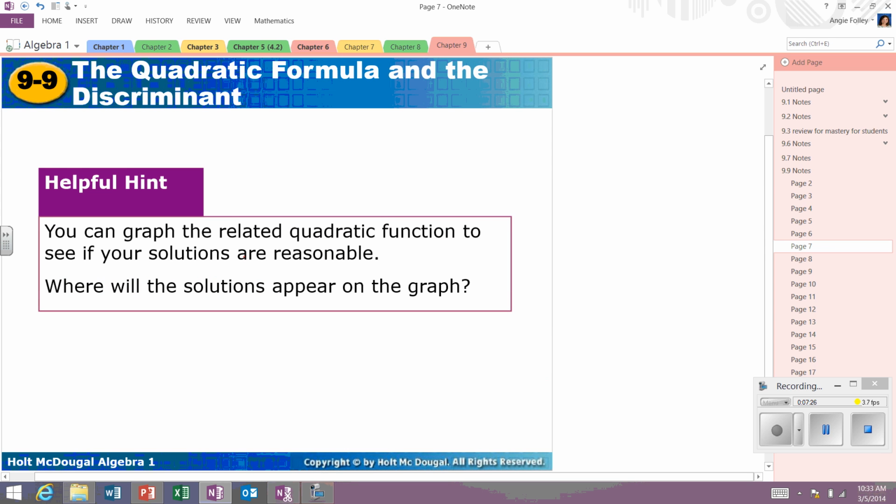You can graph the related quadratic equation and check if your solutions are right. Just make sure that you remember the solutions on the graph. Okay, so our solutions are where y is equal to 0. That's our solutions. That's what we've been solving for.